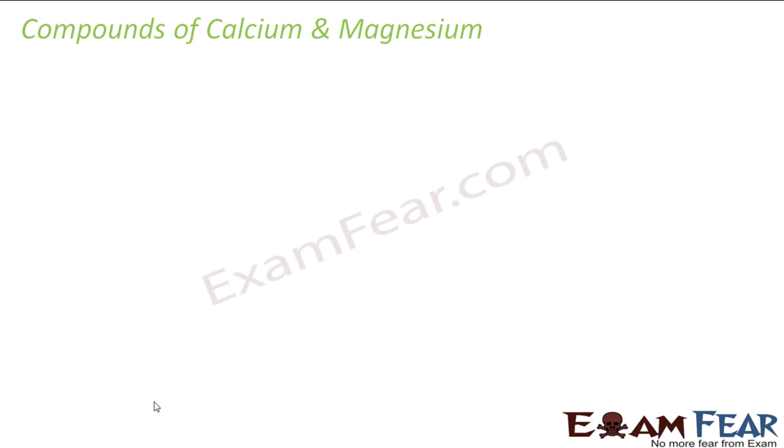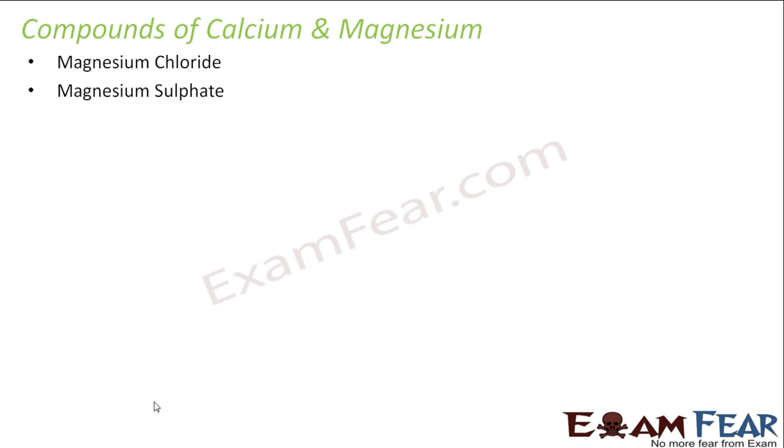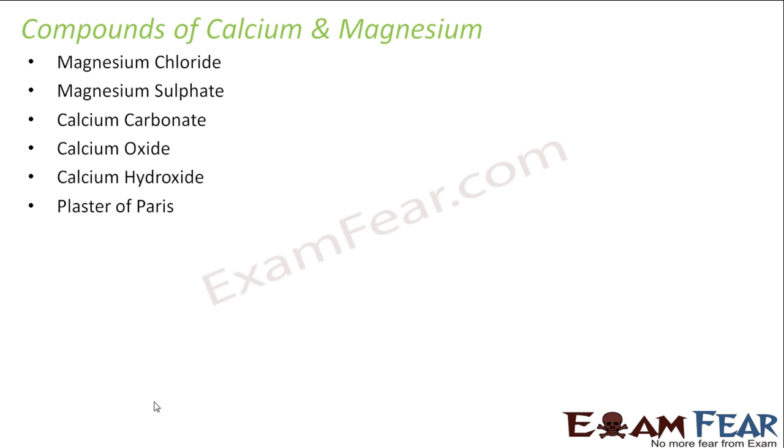Now we'll take some compounds of calcium and magnesium. These are the compounds which we use in our day-to-day life. They are magnesium chloride, magnesium sulfate, calcium carbonate, calcium oxide, calcium hydroxide, plaster of Paris, calcium carbide, and calcium sulfate.